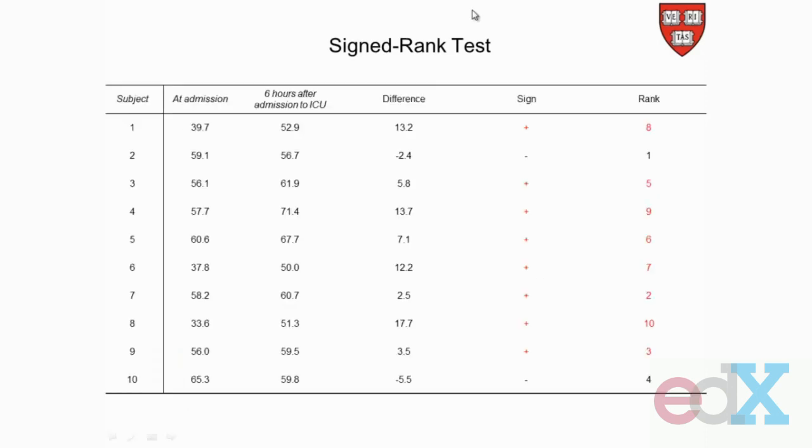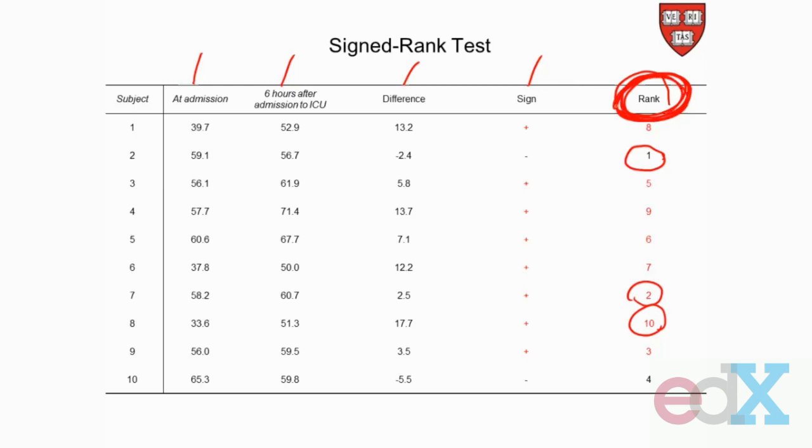So this is just to show you how the signed rank test works. Again, we've lined up our values at admission and 6 hours after admission. We've calculated the difference and we've calculated the sign. Now we need to rank the absolute value. So the one with rank 1 is the smallest. Number 2 is the second smallest, and so on and so forth till we get to 10, which is the largest difference. So as you can see, the difference between the sign test and the signed rank test is that we're going to incorporate this rank information.